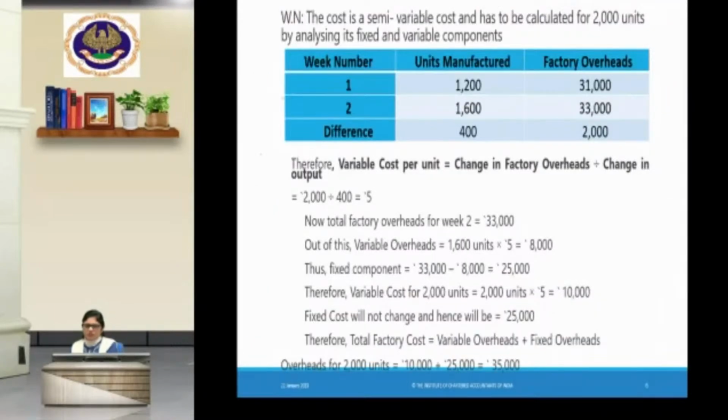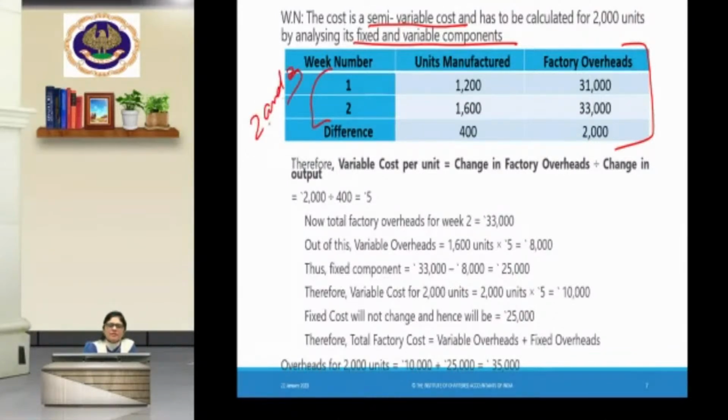This is the working, what I explained you. This is how we calculate the split of the semi-variable cost into fixed and variable. So you can take for week 1 and 2, or you can take for week 2 and 3 also. The answer will be same. Clear? It will come to be same. So change in factory overheads divided by change in output. So 5 is your variable cost per unit.